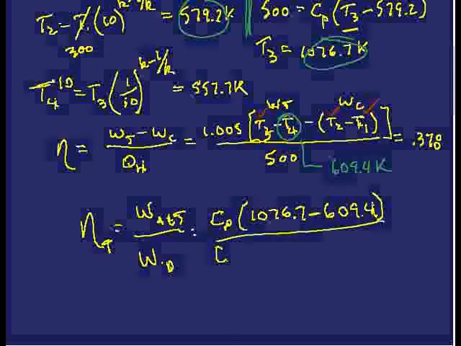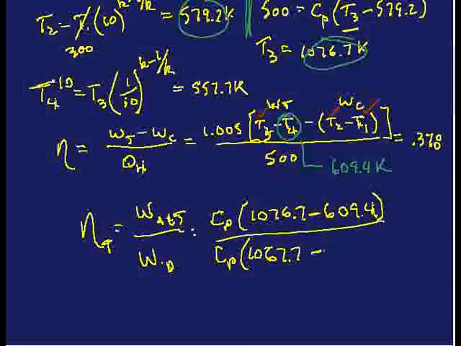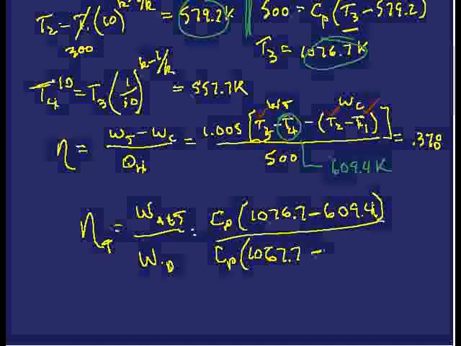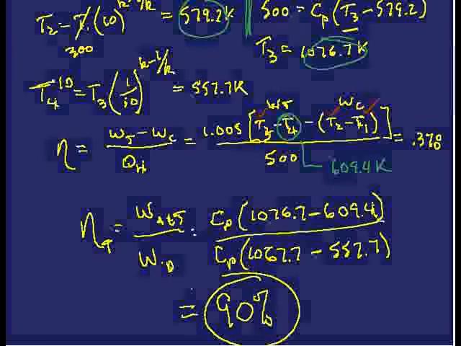divided by Cp times (1076.7 minus T4 if it were an ideal turbine), and that was, let's see, up here, 557.7, and that comes out to a final answer of 90%. So that takes care of the Brayton cycle. That was kind of an involved problem that required all the steps in solving a Brayton cycle. So that takes care of quiz number 10.